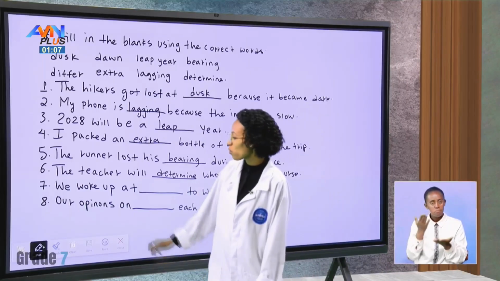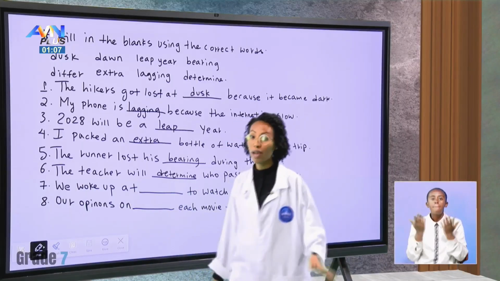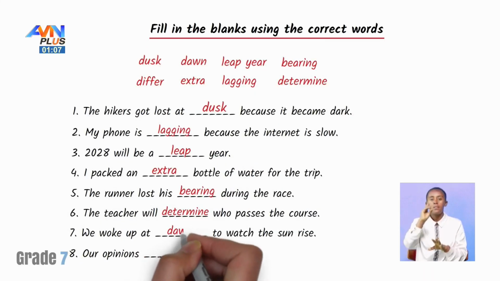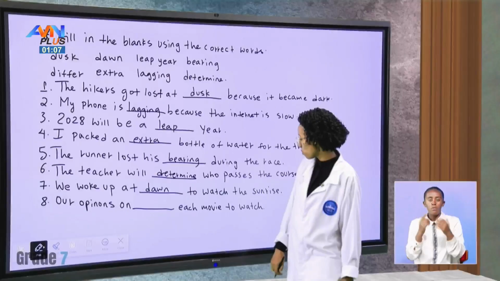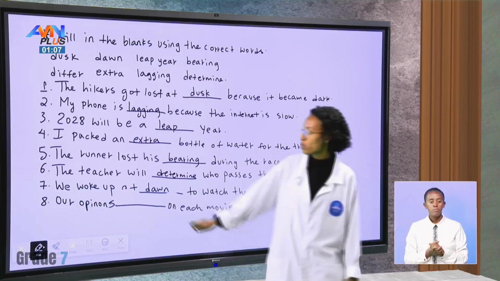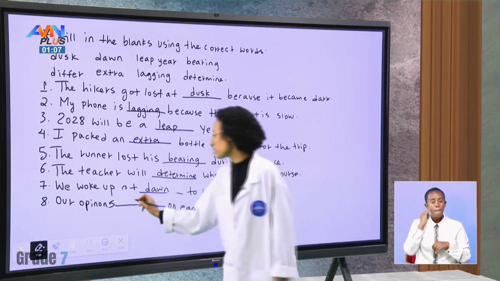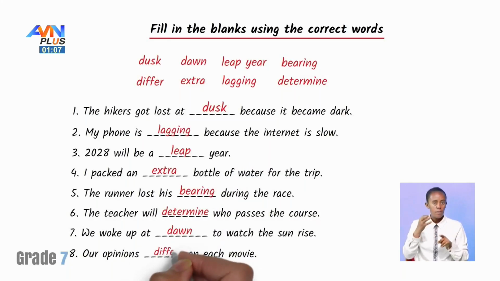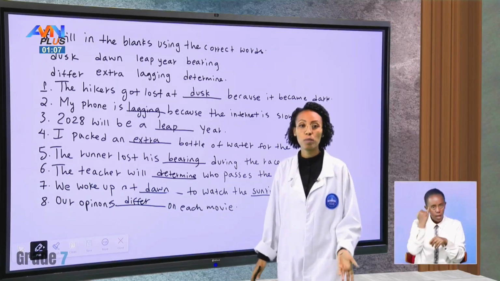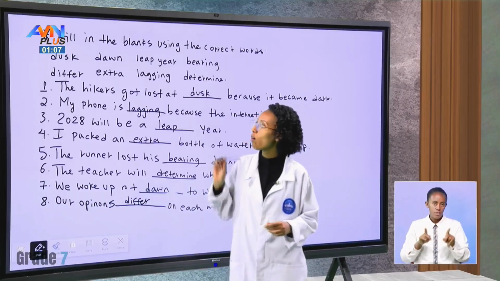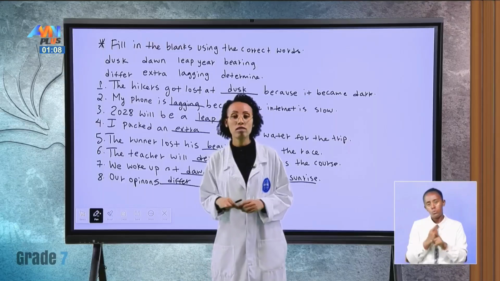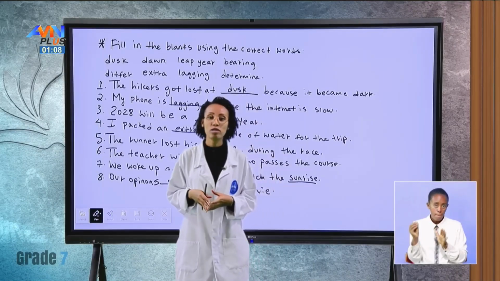Okay, number 7. We woke up at, when you wake up, it is mostly at dawn, in the mornings, early in the mornings, to watch the sunrise. If it is the sunrise, then it's definitely dawn. So the last one, our opinions, what? Differ on each movie. So each idea of these people are what? Different. These are all about the words that we have seen today. I am sure all of you have gotten the different examples and also did the exercise really well.